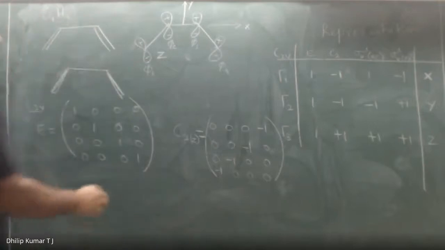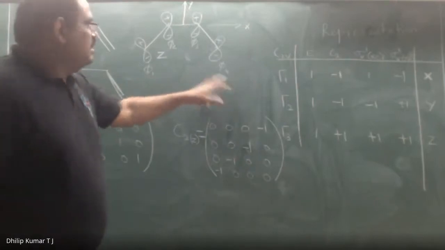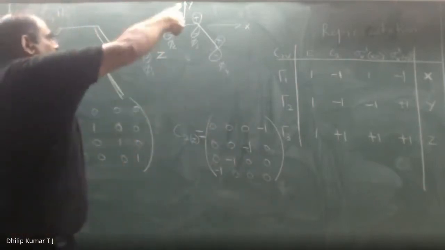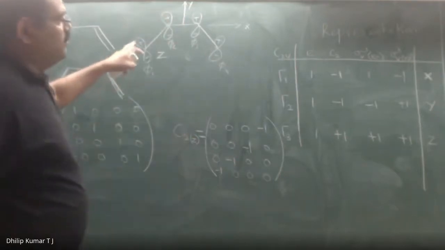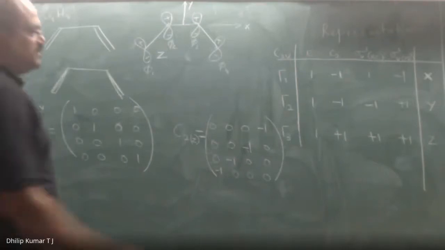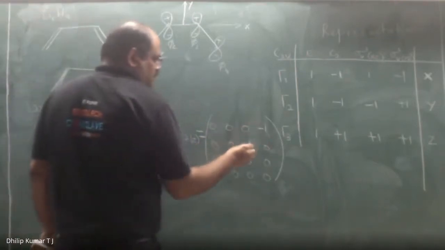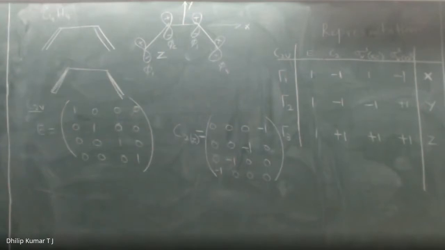So C2 of Z will look like this. You can see the orbital, phi 1 has gone to the phi 4. While going, since we are rotating now 180 degrees, this P lobe, which is positive, has become negative when it goes to phi 4. That's why you have put phi minus 1 here. So same thing for phi 2, phi 3, and phi 4. What about sigma V?